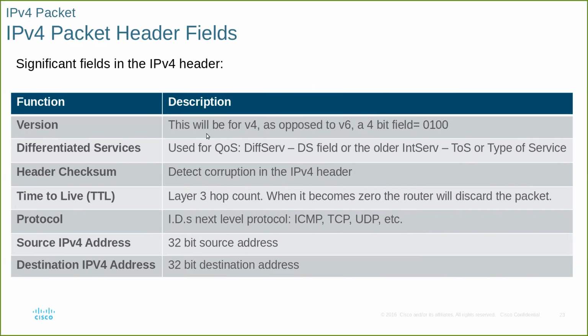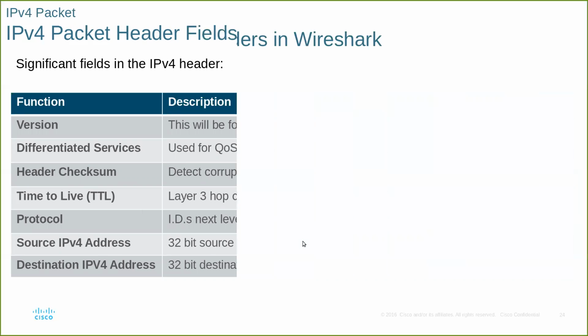The version determines whether the packet is IPv4 or IPv6. You also have the differentiated services that deal with quality of service. The header checksum checks for corruption or whether there is an error in the packet. Time to live will count the hops. When it becomes 0, the router will discard the packet. Protocol will also indicate what type of protocol, whether it is ICMP, TCP, or UDP. So you also have the source and the destination IP address.